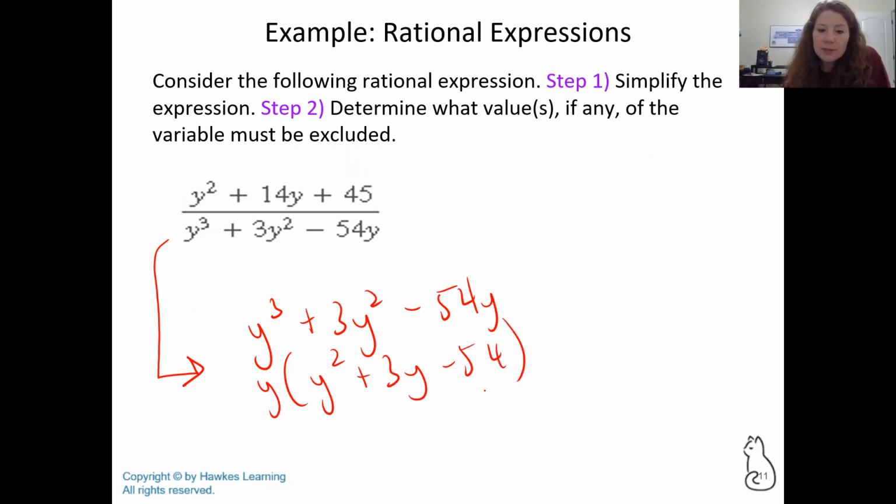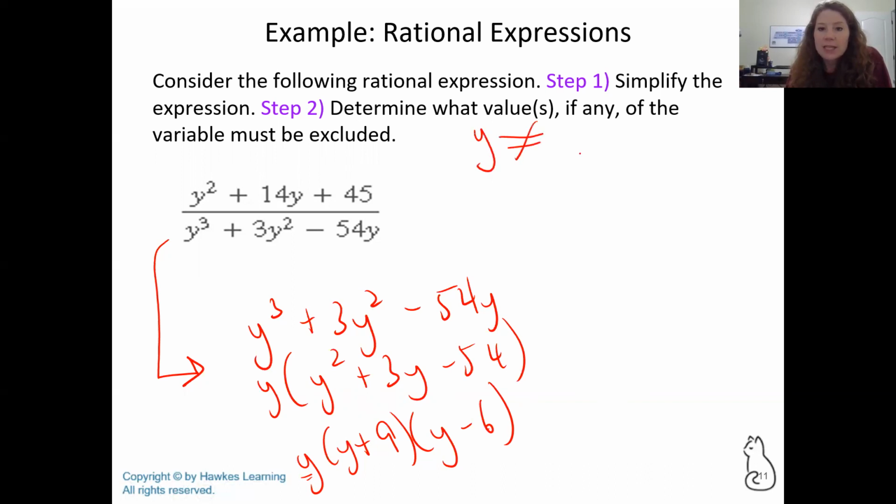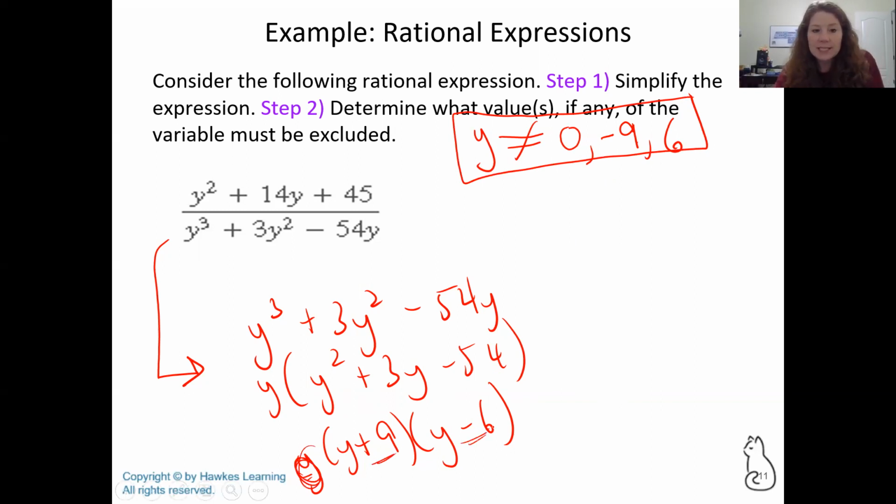And then we think of two numbers that multiply to give us 54 and add to give us 3. So those would be +9 and -6. And don't forget about that y. So we have to set y equal to 0, which is 0. So y is not allowed to be equal to either 0, or if we subtracted 9, we'd have -9, or if we added 6 to both sides, 6. We have 3 restrictions this time. These are the restrictions: 0, -9, and +6.